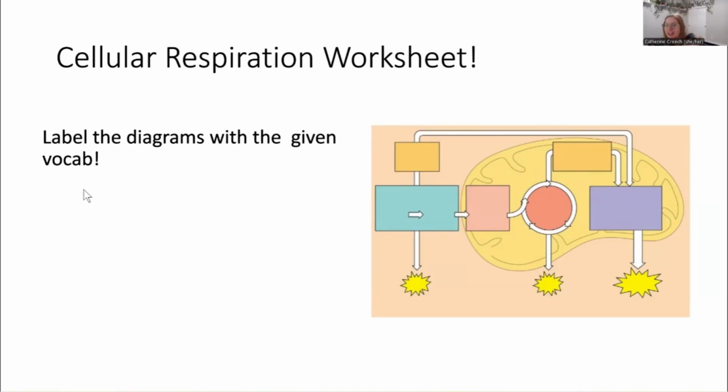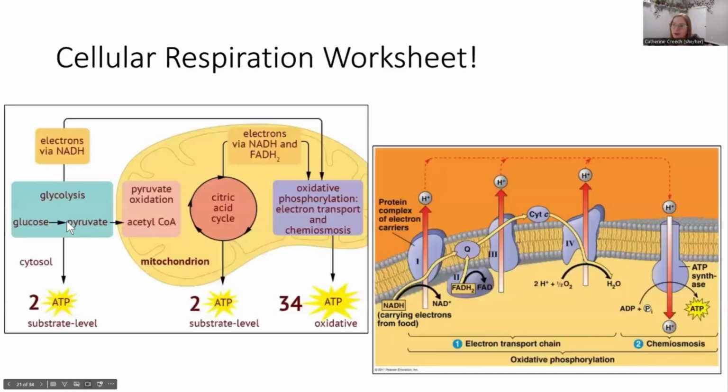So try first, and then look at the slides that are posted to PowerPoint, or pause the video on this where you can see the overall schematic of it.